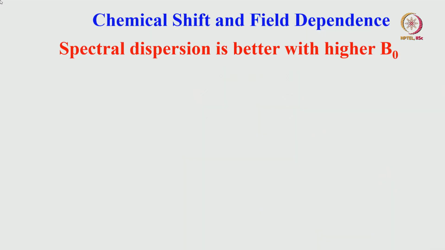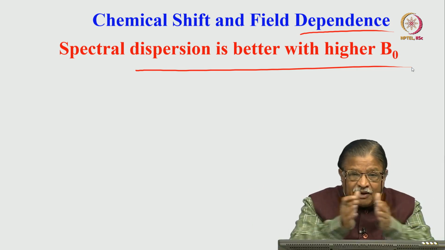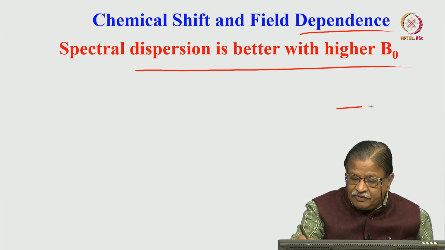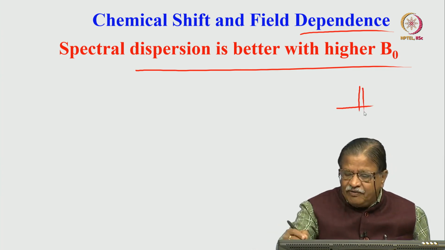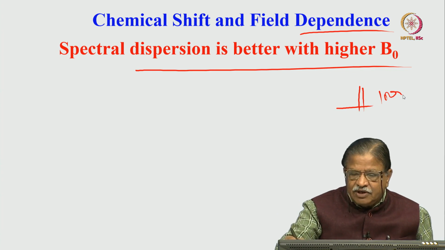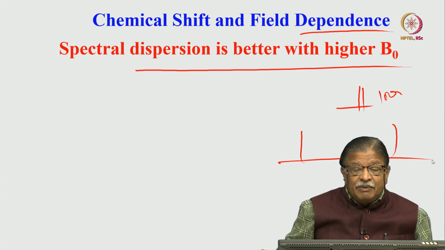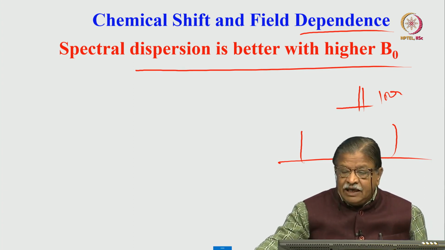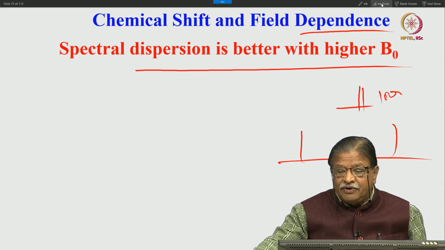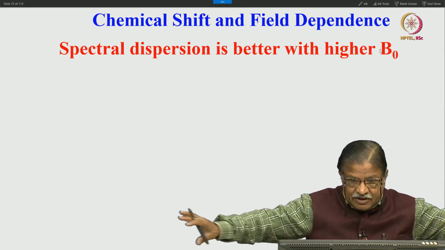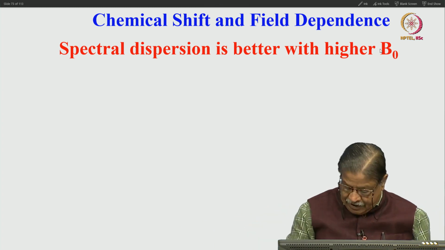Of course, chemical shift is field dependent and its spectral dispersion is better with higher and higher magnetic field. That means higher and higher frequency spectrometer. If you go higher, the spectral dispersion becomes better, that means the peaks start spreading more and more. Let us say there are two peaks which are close by like this in some frequency, let us say 100 megahertz. If you go to 1000 megahertz, it will become like this, well separated. This is the advantage. As you go to higher and higher frequency, the spreading increases and dispersion becomes better and better.